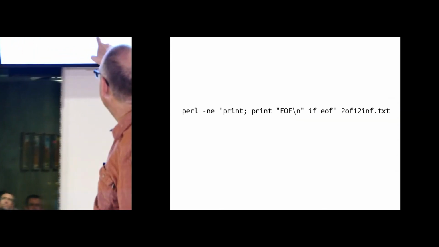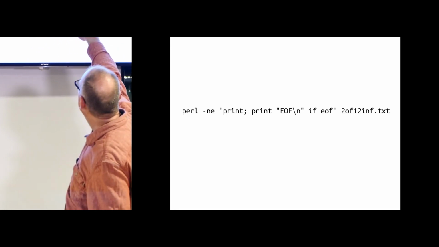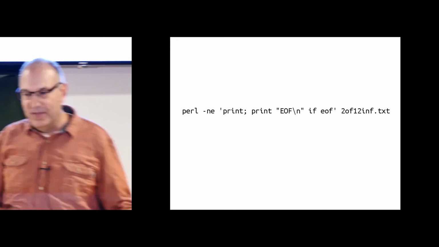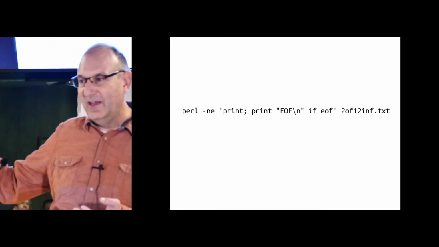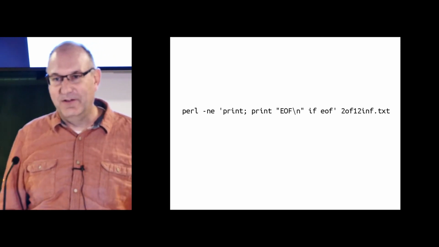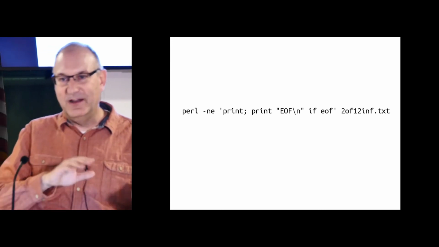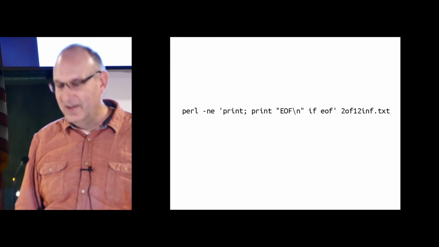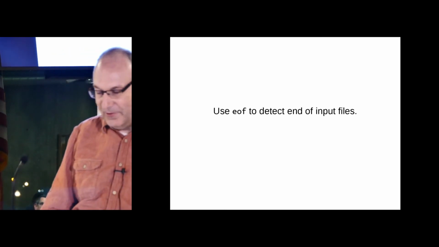And right here what we're doing is we're going to just print EOF if eof. And that means, if I run this, which I won't do, it'll print EOF just at the end of the first file that we read through. And if I had multiple files that I'm reading through, it'll print it between each file, essentially. I could have printed anything. So you use eof to detect the end of input files.